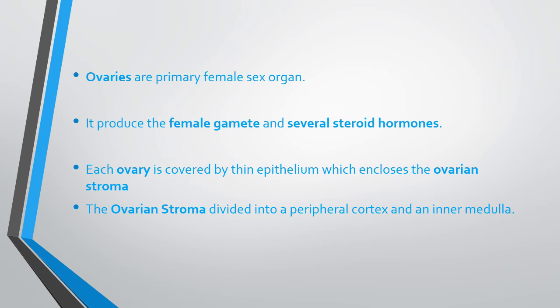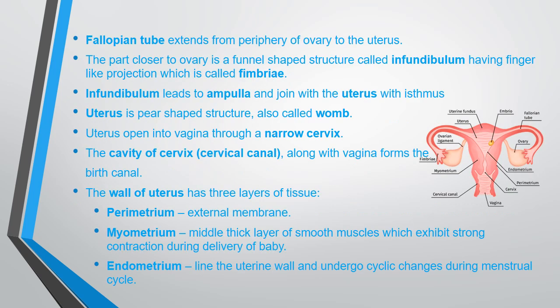Each ovary is covered by a thin epithelium which encloses the ovarian stroma. The ovarian stroma is divided into a peripheral cortex and an inner medulla. The fallopian tube extends from periphery of ovary to the uterus. The part which is closer to ovary is a funnel-shaped structure which is called infundibulum. It has finger-like projections, which are called fimbriae. The infundibulum leads to ampulla and joins the uterus with isthmus.